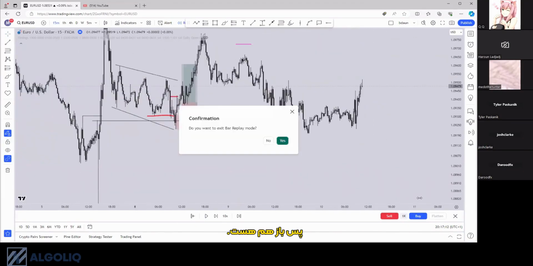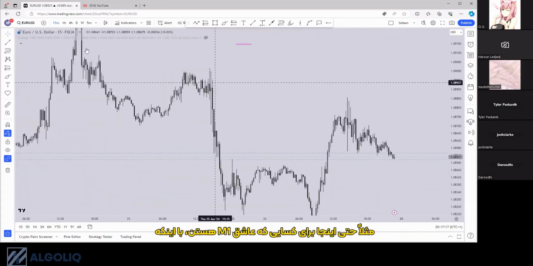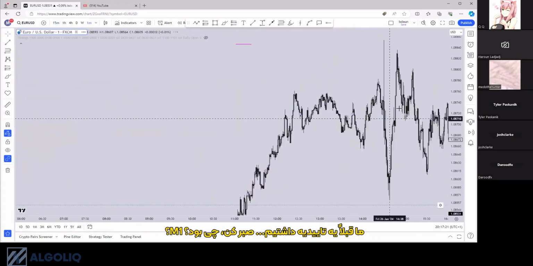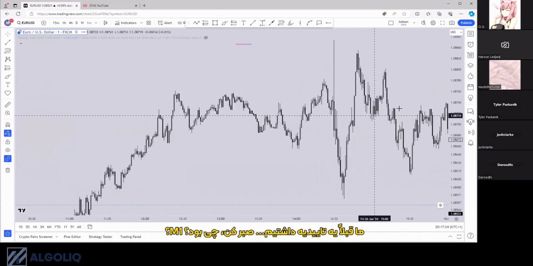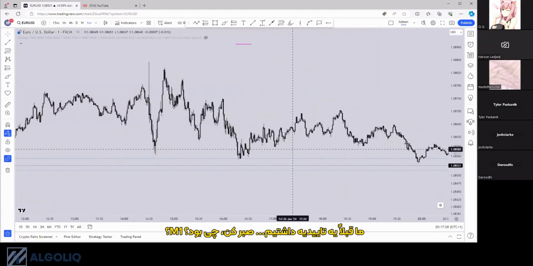So there's some more. For example, even here for M1, even though we already had a confirmation for, wait, was it M1?